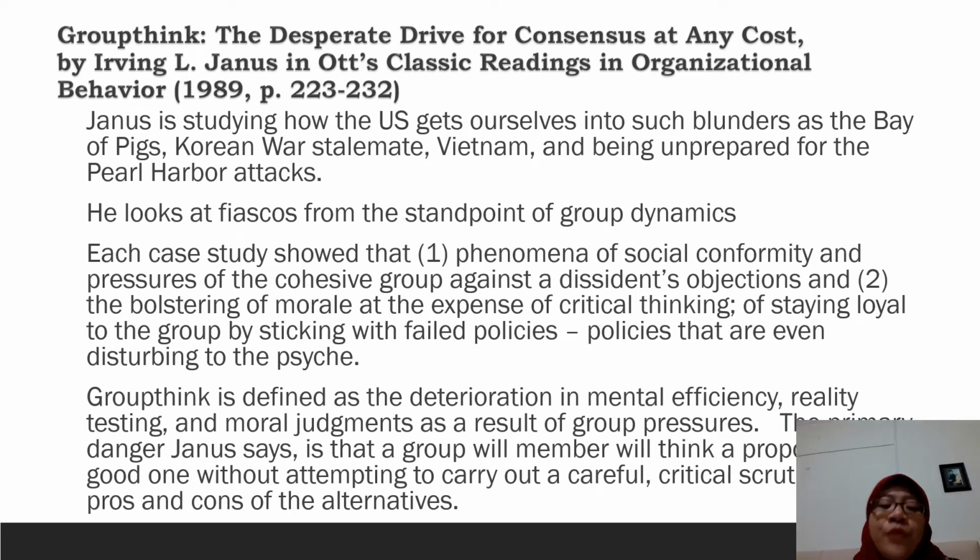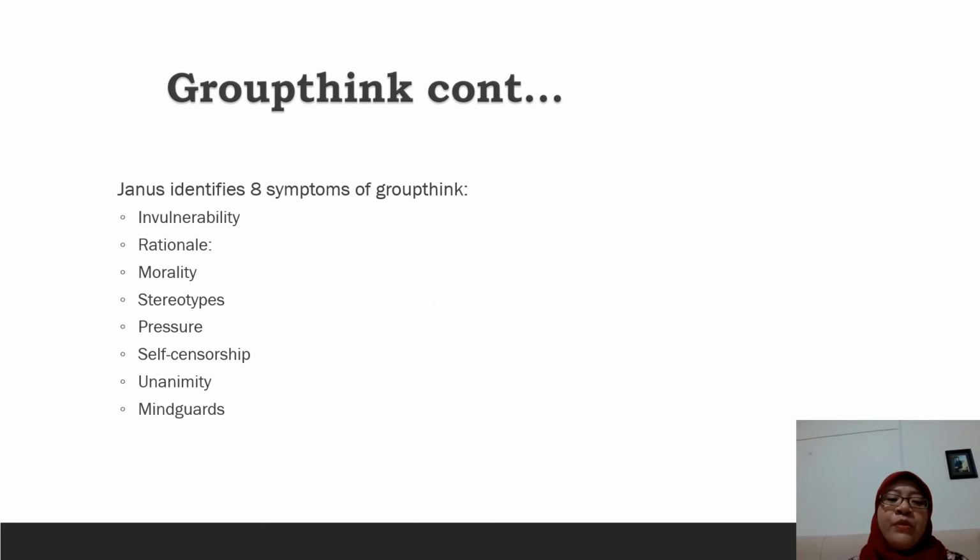So groupthink is usually defined as the deterioration of mental efficiency, like a moral judgment under group pressure. In this groupthink, we will see the eight symptoms of groupthink in the bureaucracy. The first one is invulnerability.